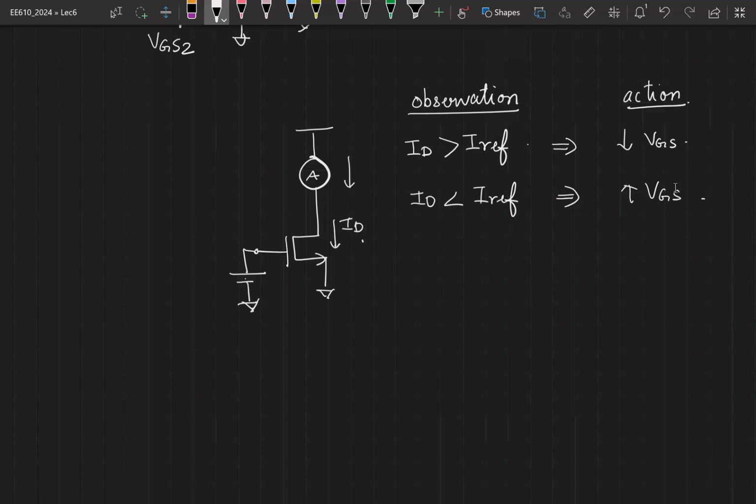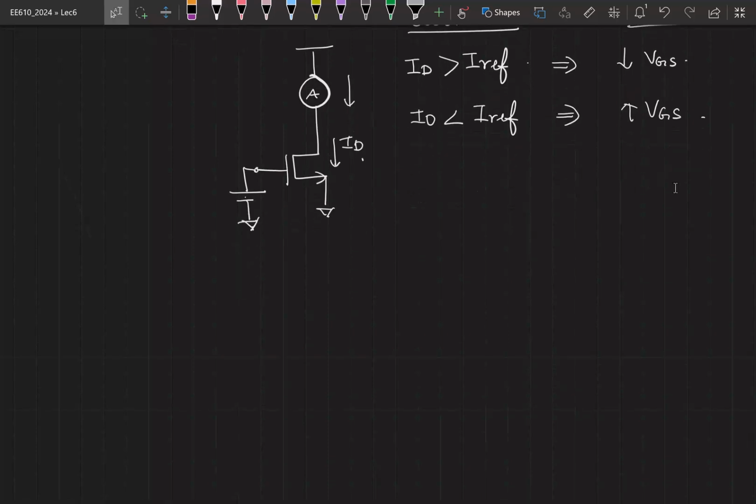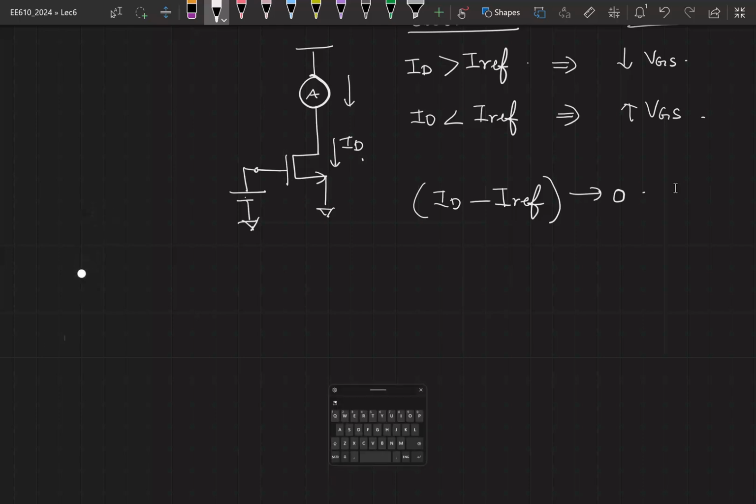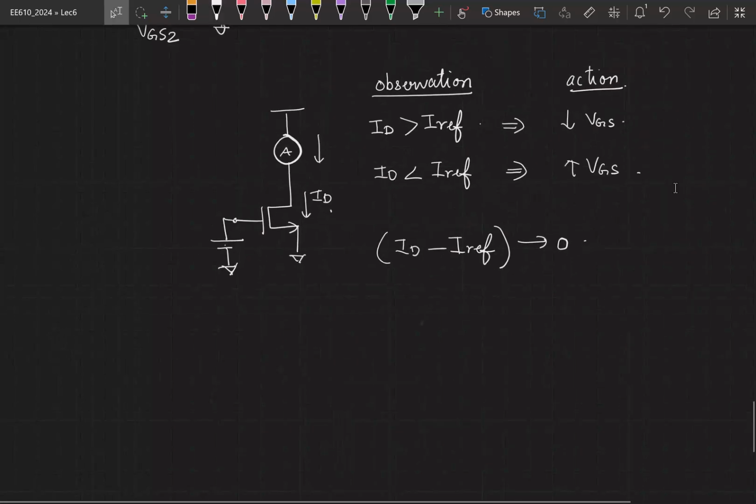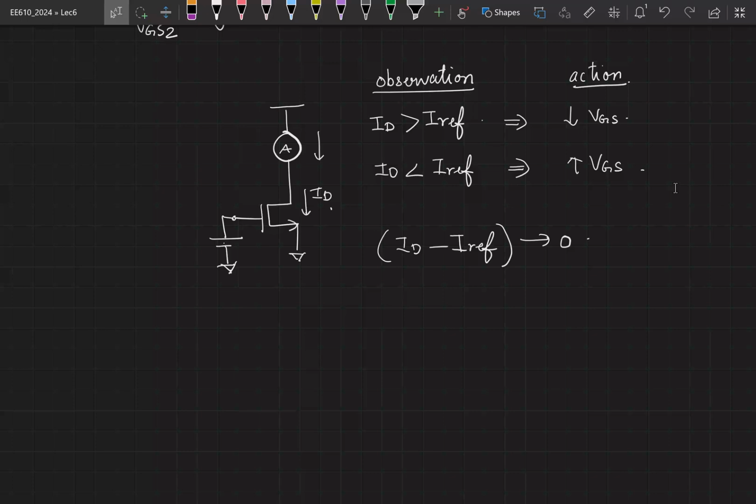So what is the error parameter here? You are comparing ID and IREF. You're talking about ID being greater than IREF or ID being lesser than IREF. So what is the error that you're trying to correct? ID minus IREF. You're trying to make sure that the error given by ID minus IREF is tending to 0. Anytime you talk about comparison, you're basically taking a difference. Now, I want to get a subtraction between two currents. How do I do that?